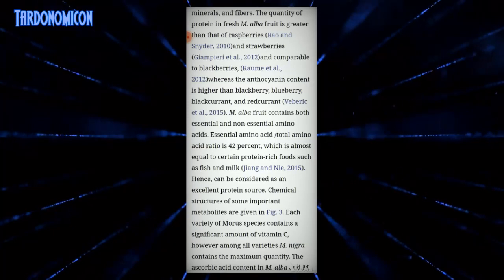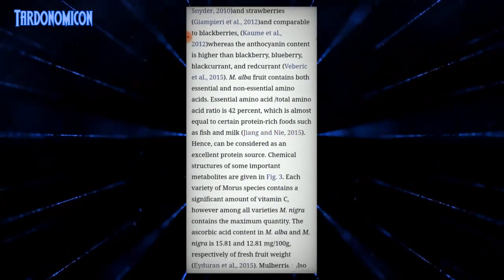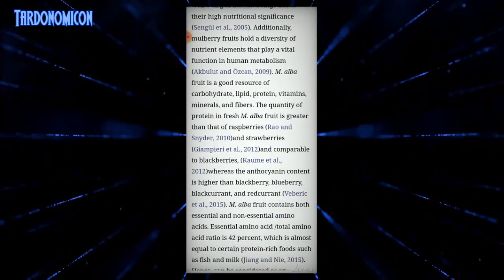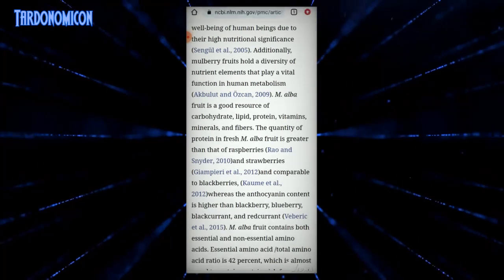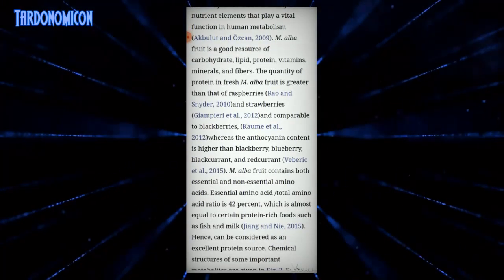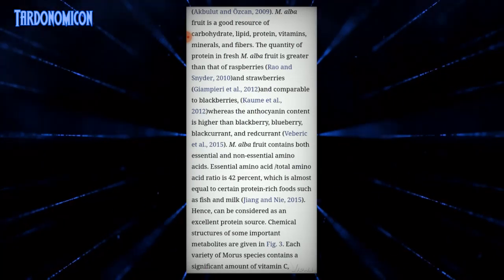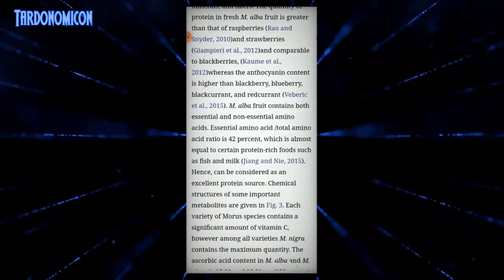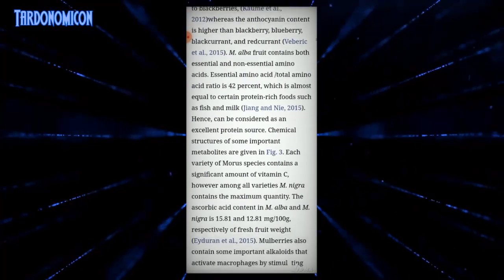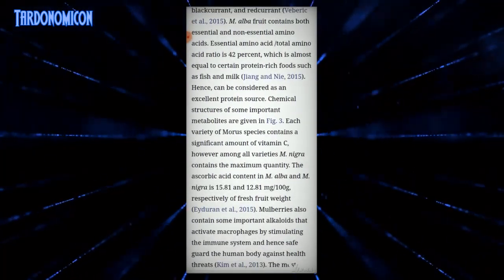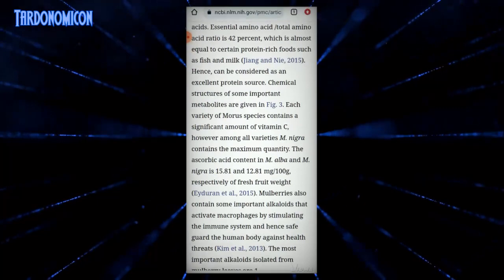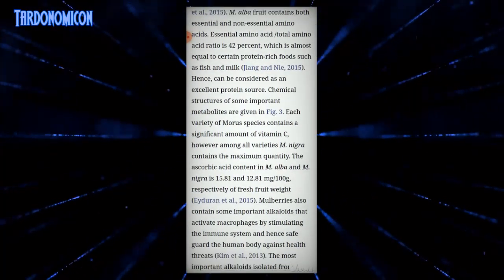Okay, whereas the anthocyanin content is higher than blackberry, blueberry, blackcurrant, and okay, so let's see here. The quantity of protein in fresh mulberry is greater than in raspberries and strawberries and comparable to blackberries, whereas the anthocyanin content is higher than blackberry, blueberry, blackcurrant, and redcurrant. The fruit contains both essential and non-essential amino acids. Essential amino acid total blah, blah, blah is 42%, which is almost equal to certain protein-rich foods such as fish and milk. Hence, it can be considered as an excellent protein source. So there you go. Mulberries can be considered an excellent protein source.